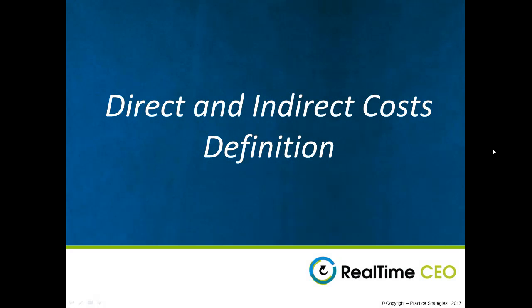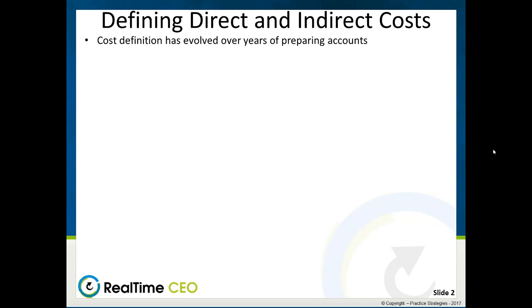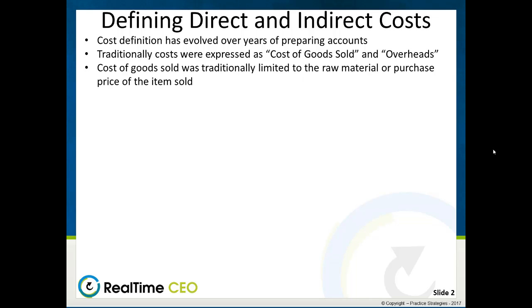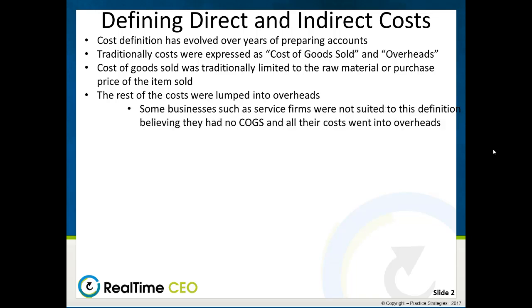Let's take this opportunity to look at the definition of direct and indirect costs and, if appropriate, challenge that definition. Cost definitions have evolved over the many years of preparing accounts. Traditionally, costs were expressed on an income statement as cost of goods sold or overheads. Cost of goods sold were traditionally limited to raw materials in a manufacturing environment, or in a retail environment, perhaps the purchase costs of the item that was going to be on-sold. The rest of the costs were typically lumped into overheads.